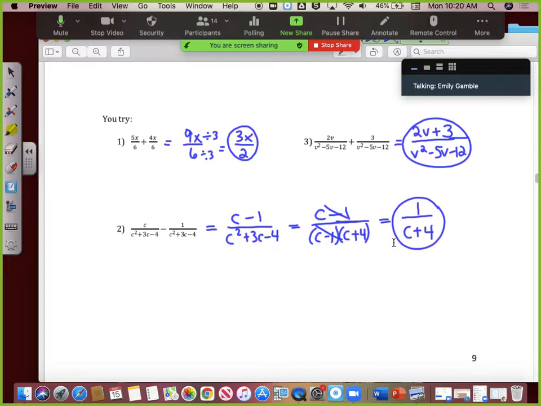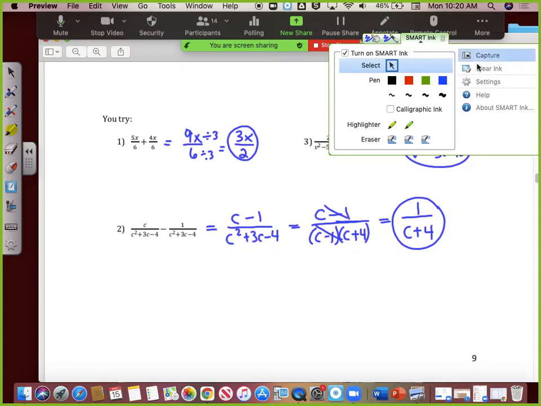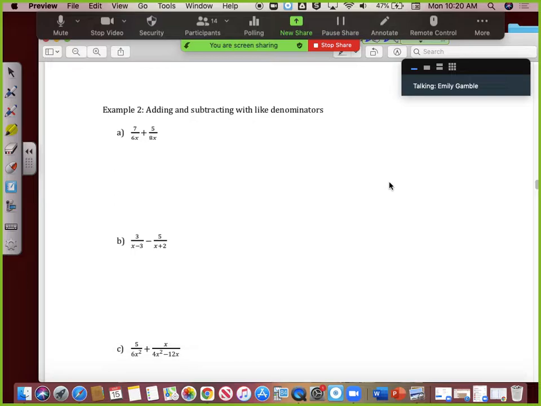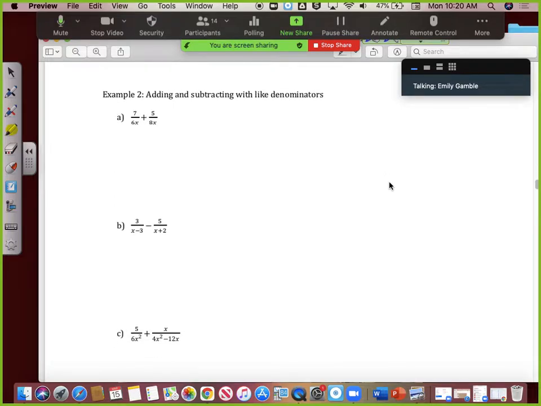So as you can see, everything that we've been doing still keeps popping up with factoring and now canceling things out, even though this process is a little bit different. Okay, so that's the easy part. When we have like denominators, we just add or subtract the numerators and then simplify. On the next page, we're actually adding and subtracting with unlike denominators.